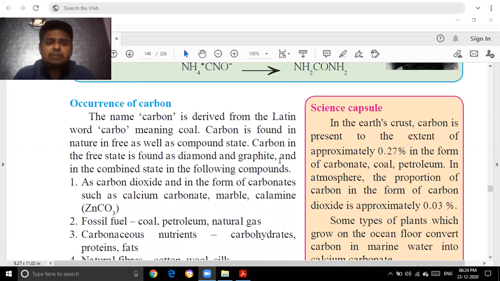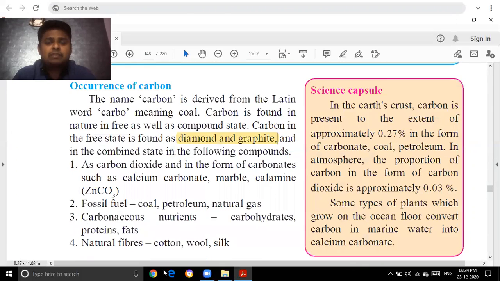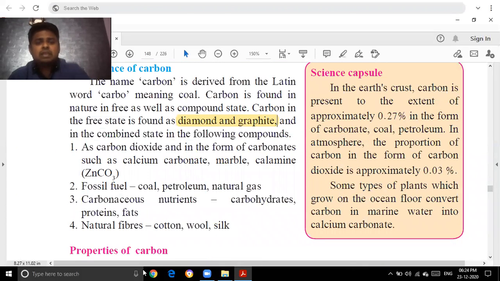How is carbon found in free state? Diamond and graphite are its main important free states. What does free mean? Original state. Okay. As carbon dioxide, in the form of carbonates such as calcium carbonate, marble, calamine ZnCO3, fossil fuels, that is coal, petroleum, natural gas, carbonaceous material, carbohydrates, proteins, fats, natural fibers like cotton, wool, silk, all these are nothing but the different forms in which carbon is found. Carbon is found to us in different forms.